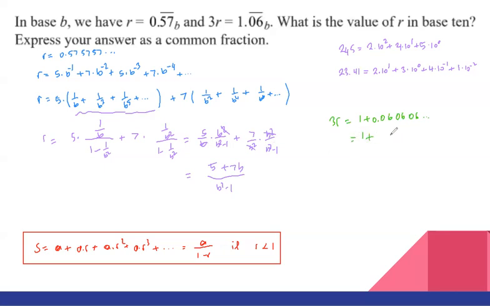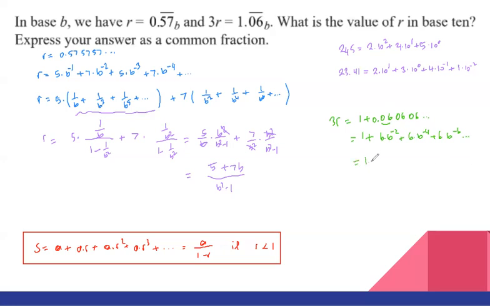So that could be written as 1 plus 6 times, since our base was still B, B to the negative first power, negative second power, plus 6 times B to the negative 4, and 6 times B to the negative 6, and you can continue those.